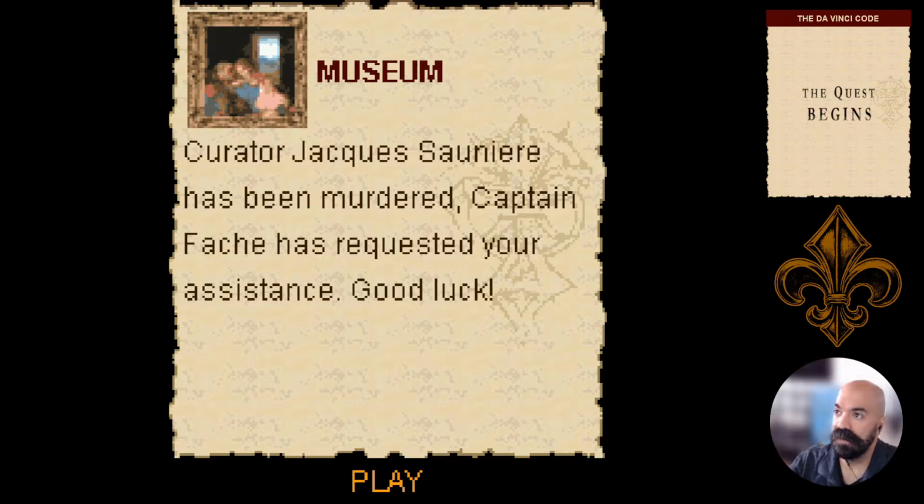The first objective: curator Jacques Sauniere has been murdered. Captain Fache has requested your assistance. Good luck. The Da Vinci Code is based on a book, which is based on a movie. And the setup for all versions of this story is that this curator of the Louvre Museum has been murdered, and then Robert Langdon, the protagonist that we play as, has been called in.